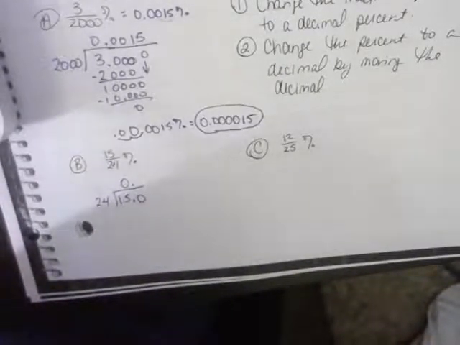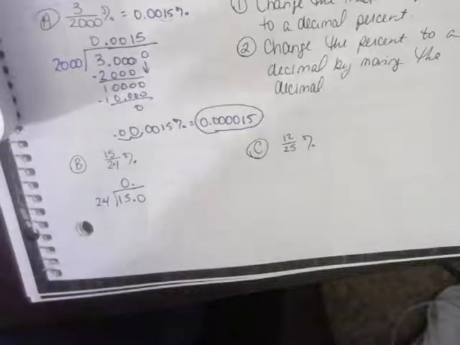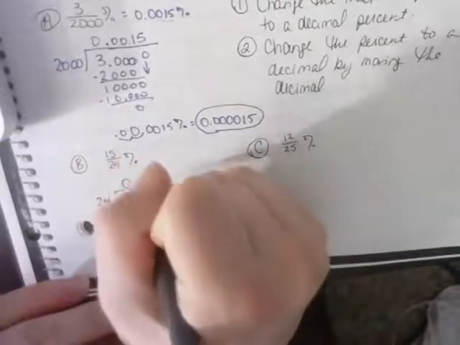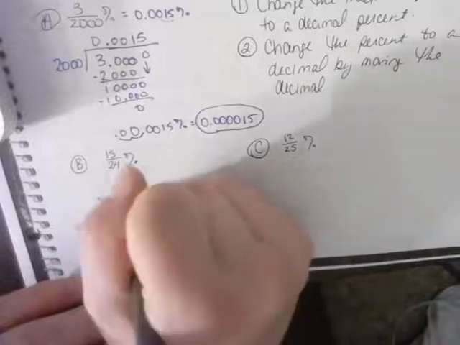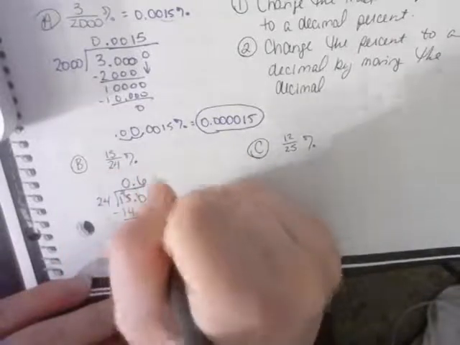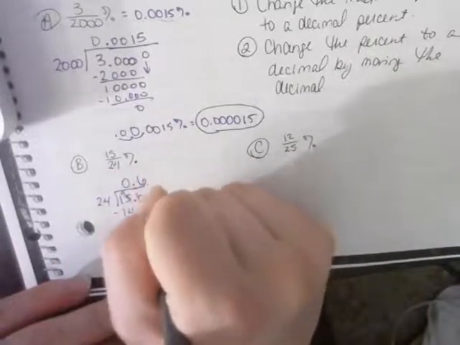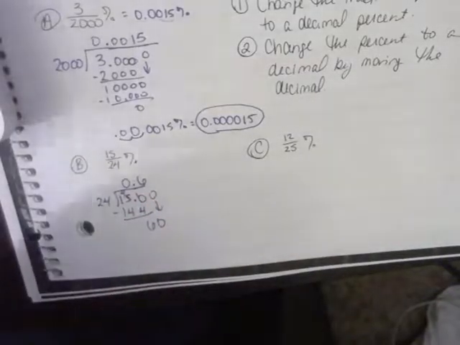24 does go into 150. It goes into 150 6 times. 6 times 24 is 144. We subtract that, we get 6. Add a 0, bring it down. 24 goes into 60 how many times?